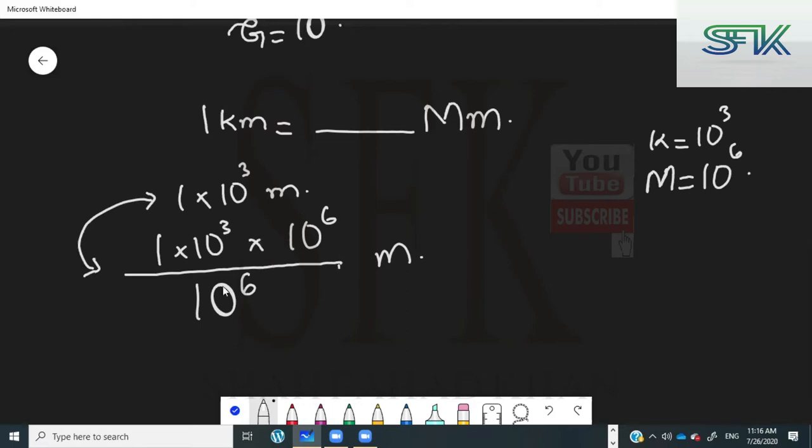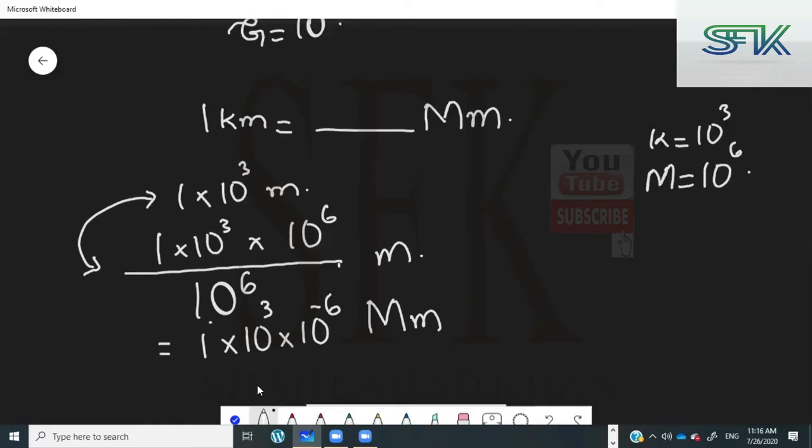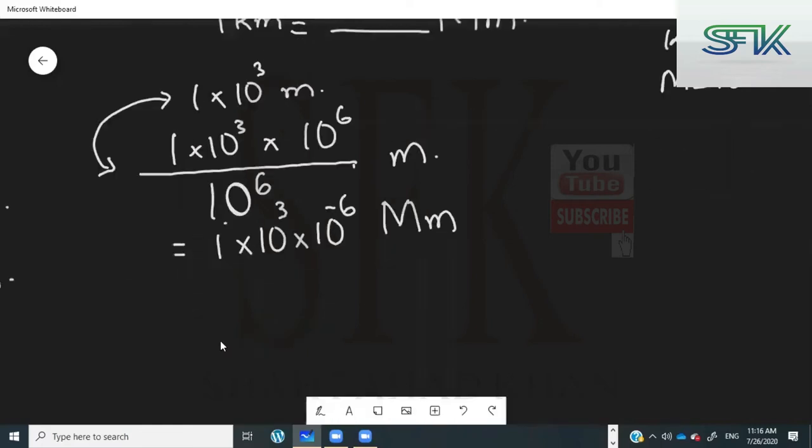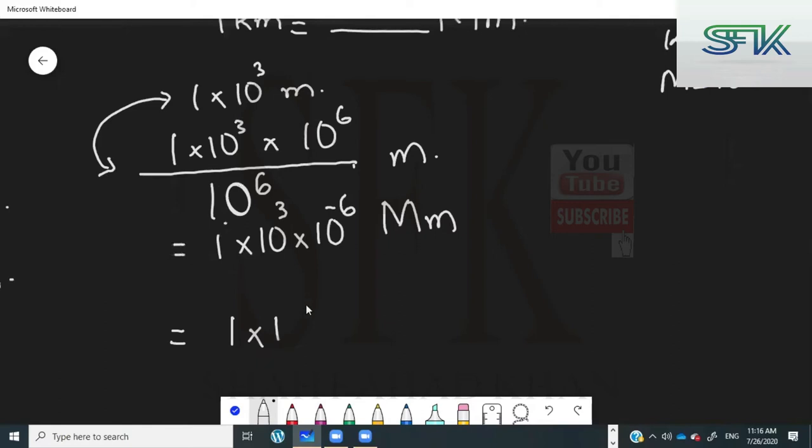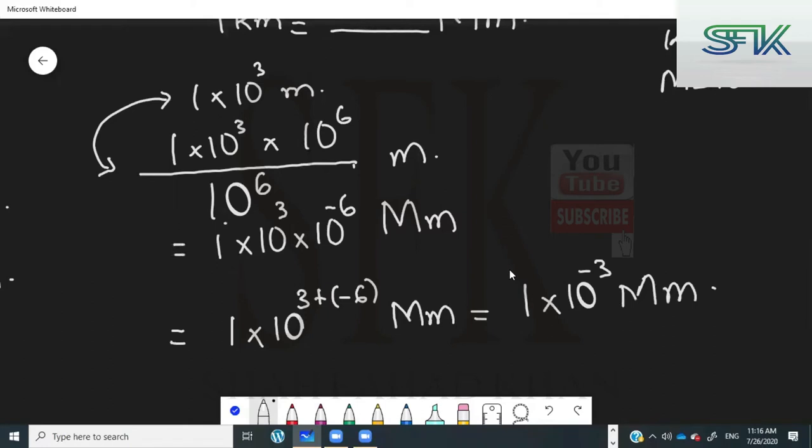Now, once we've got this, we'll replace the 10 raised to the power of 6 by the mega, because it actually means mega. And this 10 raised to the power of 6 will be taken to the numerator, and its power will become negative: 10 raised to the power of minus 6. Now, just simply apply the rule of indices. When the bases are the same, powers get added. 3 will get added to minus 6, and that will become 1 multiplied by 10 raised to the power of minus 3 megameters. Simple.